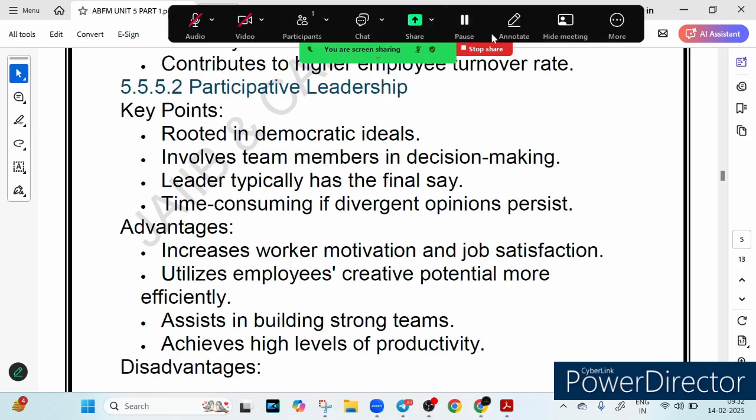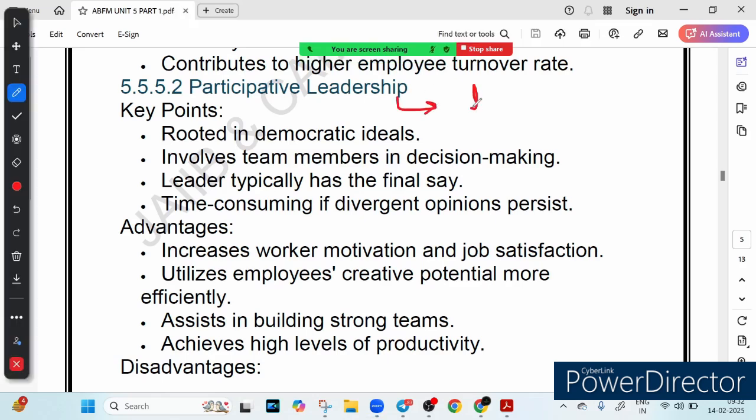So here is the key point. Participative leadership is the let's work together style. In the case of authoritarian leadership, the style was that the boss knows best, and here the style is let's work together. So here the leader values teamwork, right? They ask for everyone's ideas and involve employees in decision making.